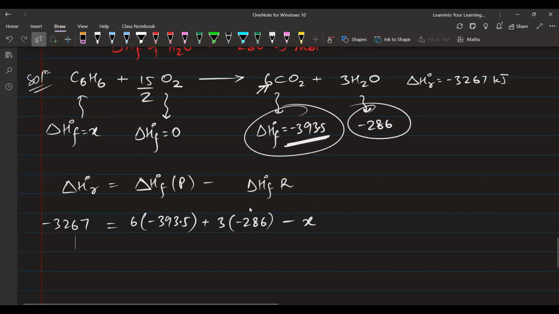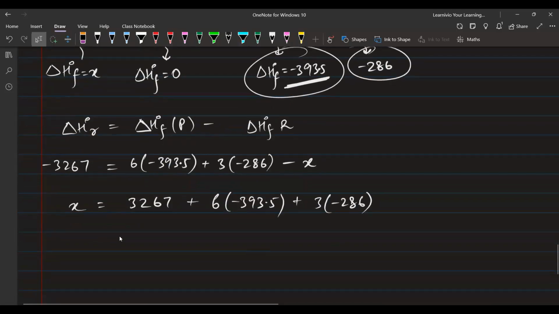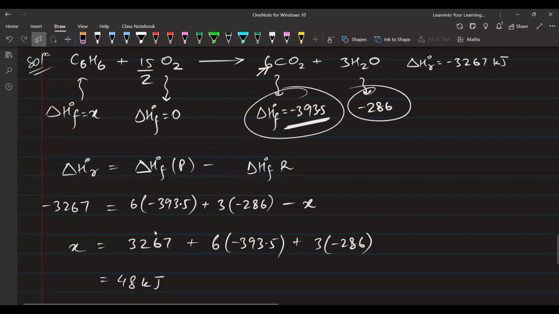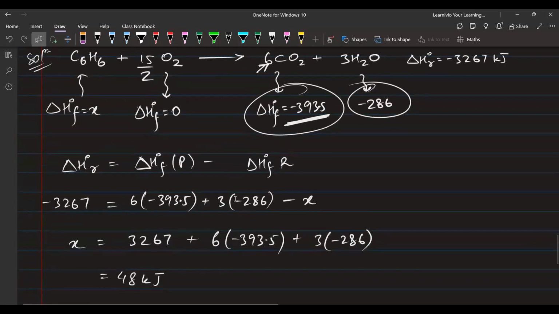बस ये 3 यहाँ पे missing था. So X will be equal to 3267 and plus कर लीजिए चलिए आप. There is no minus 393.5 plus 3 into minus 286. ठीक है. So if you calculate this will come out to be 48 kilo. इसको जरा कॉपी कर लीजिए, ऊपर वाले को प्लीज काट दीजिएगा. और इफ यू कैन मल्टीप्लाई 6 and 3 देन बस वही करना है और ज्यादा कुछ नहीं है.